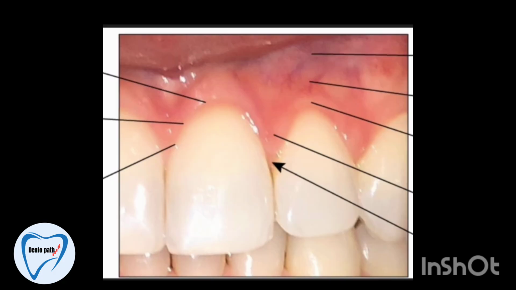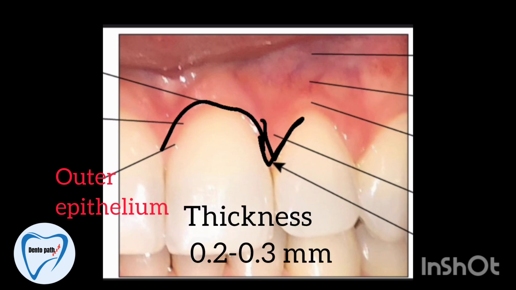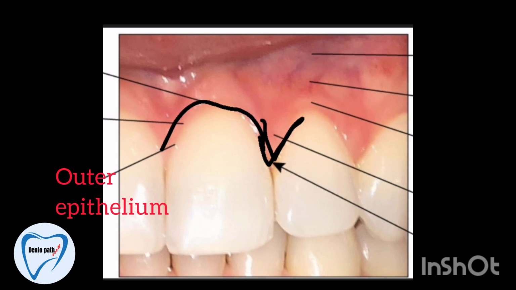Now we will see the epithelium according to its types. Outer epithelium covers the crest and outer surface of the marginal gingiva and the surface of the attached gingiva. Here the outer epithelium is present. It has a thickness of 0.2 to 0.3 mm. It is keratinized or parakeratinized.